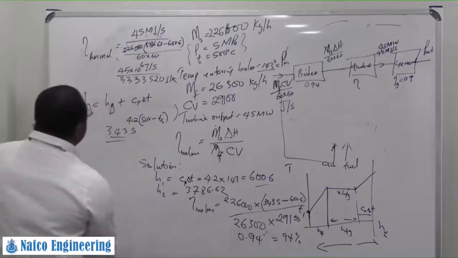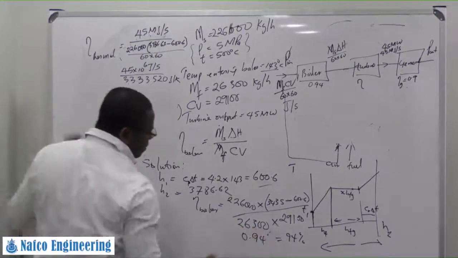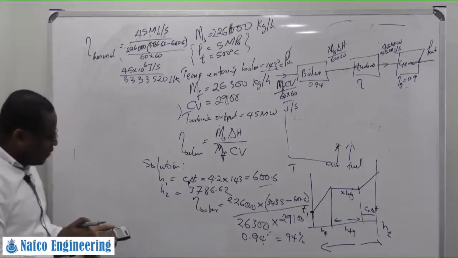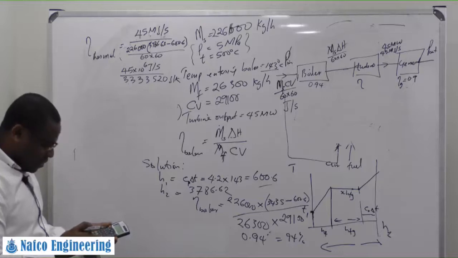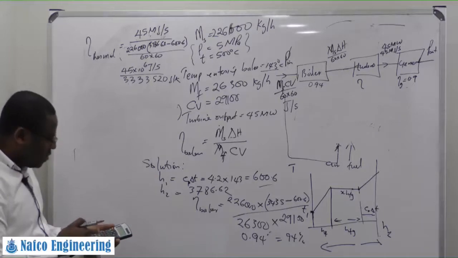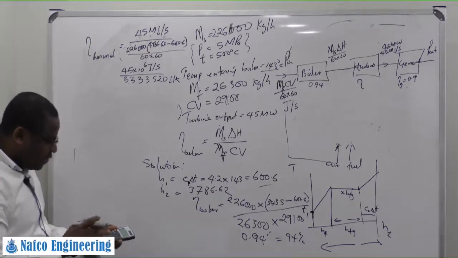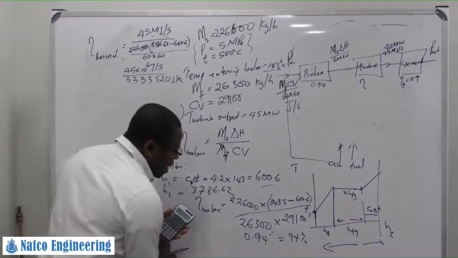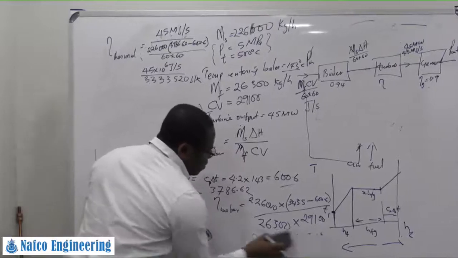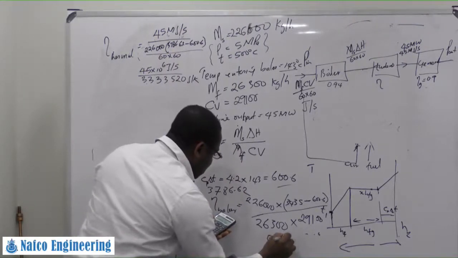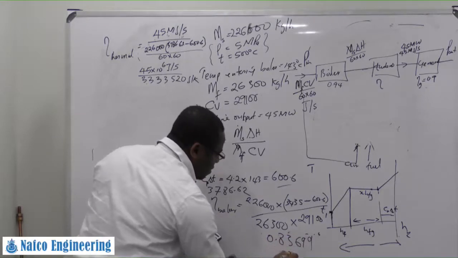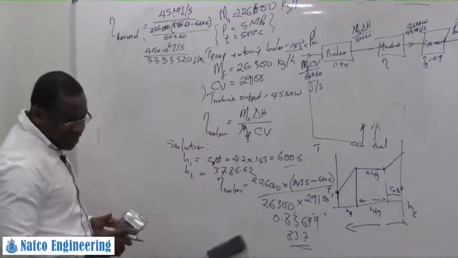Okay, so let's get the efficiency of that first, just to make sure that we get this in order. So we have efficiency of that: 3435 minus 600.6, times 226123, divided by 26312, divided by 29100. That gives you 83 point something, right? Okay, agreed? Can I write 83.67? Okay, so we have 0.83699, which is 83.7. Okay, now this is the efficiency of the boiler.